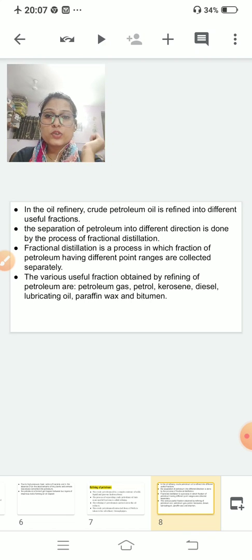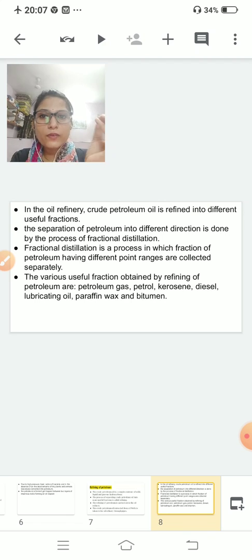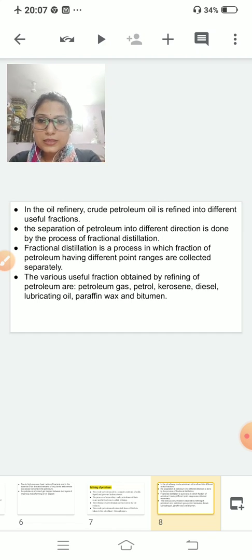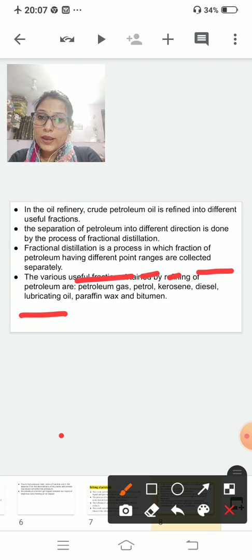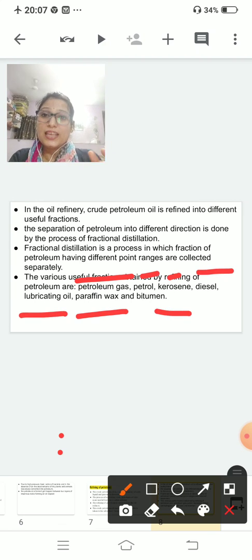Now, the various useful fractions obtained by refining of petroleum. I told you that there are lots of hydrogen and carbon compounds present inside it. So, if you fractionate it, if you separate it, you will get different products, like petroleum gas, petrol, kerosene, diesel, lubricant oil, paraffin wax, bitumen. These are all the products you obtain by the refining of crude petroleum oil.